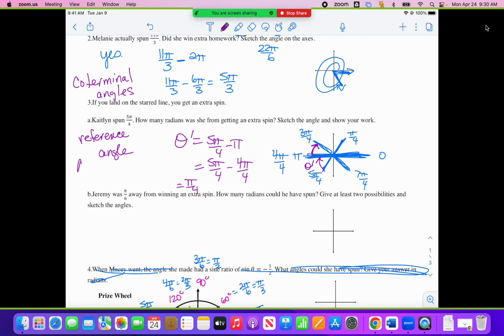So here's the big idea. It's going to be the distance in general, okay? In general, the distance from the x-axis is going to be from 0, pi, or 2 pi.